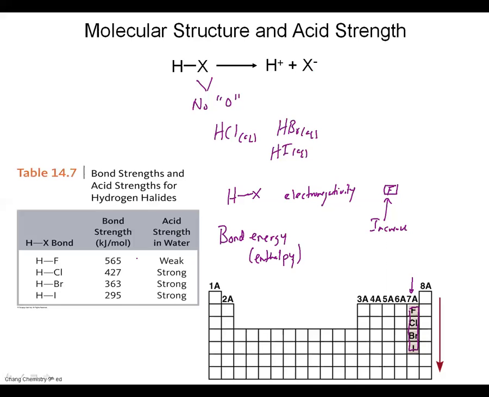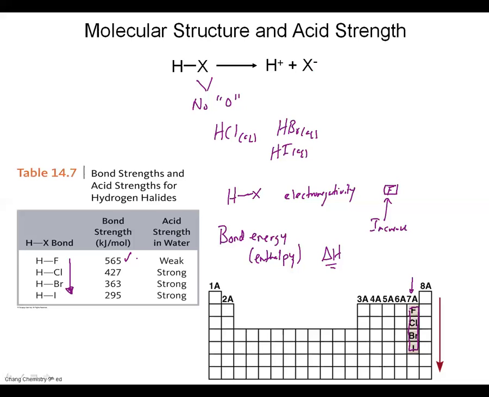And that is the value, bond enthalpy. When we look at the bond strength of these bonds, going down group 7, it is 565 for HF, 427 for HCl, 363 for HBr, and 295 for HI. That is the amount of energy needed to break that bond, right? So when we break that bond, you would need to put in, for example, 565 kilojoules of energy for every mole of HF.